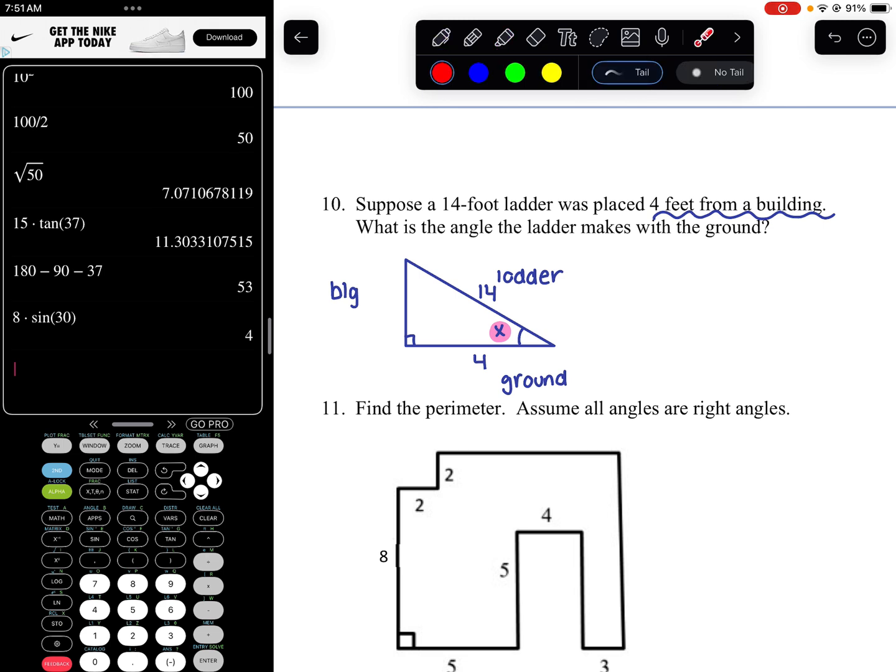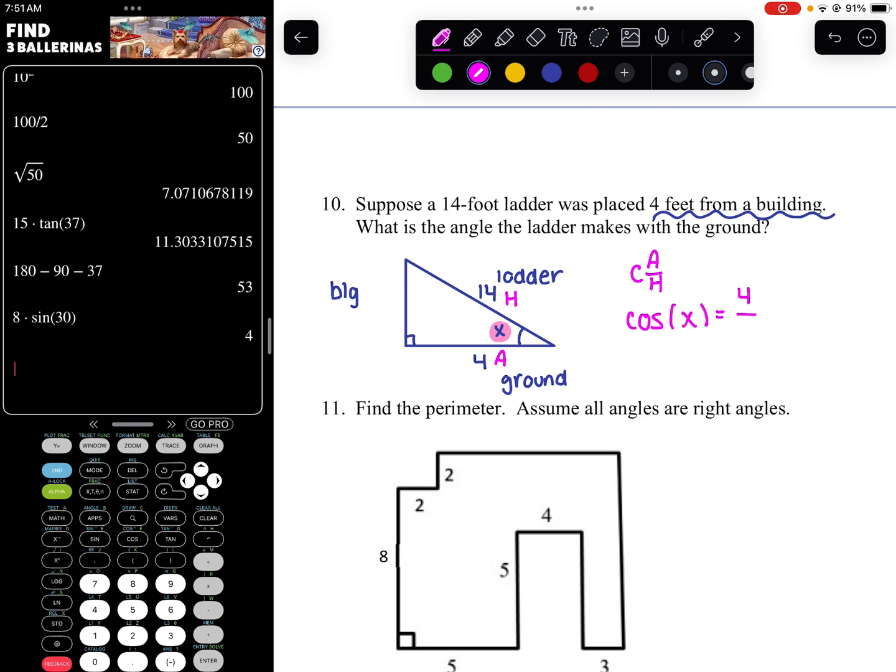14 is the hypotenuse. It's the side across from the right angle, so it gets an H. 4 is adjacent to, or touching, the X. So A and H tells you you are using cosine. Cosine of, you don't know your angle X, is equal to your adjacent side of 4 divided by your hypotenuse of 14. So instead of multiplying or dividing, X is inside the parentheses. To get X outside of the parentheses, remember, you don't use cosine anymore. You use super fancy inverse cosine.